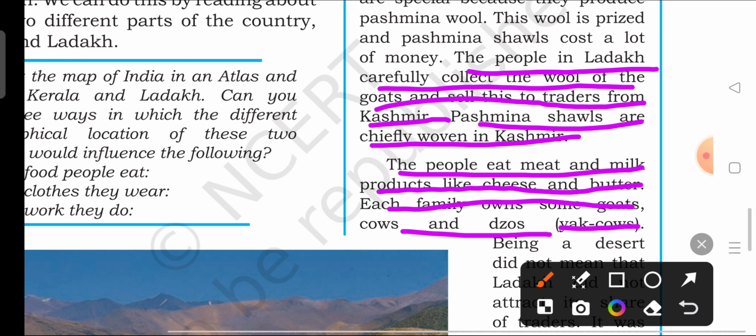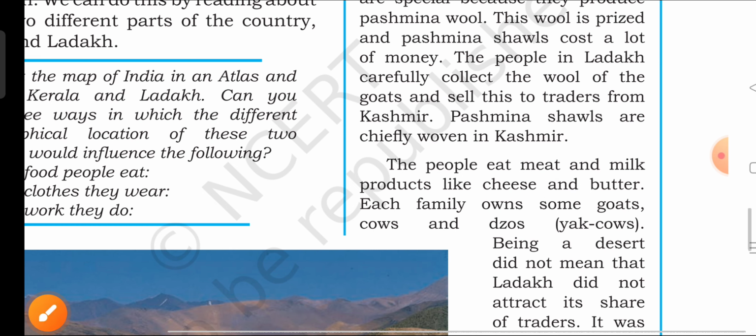For this yak, it is not very difficult to climb in the mountains. So these dzos are especially female yaks. Female yaks are found here in Ladakh, and these are not found in other parts. They are found in Ladakh because of its climatic condition.